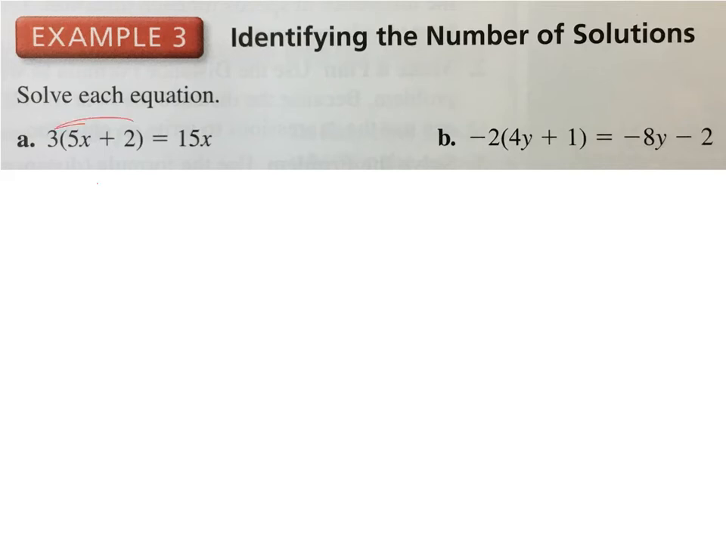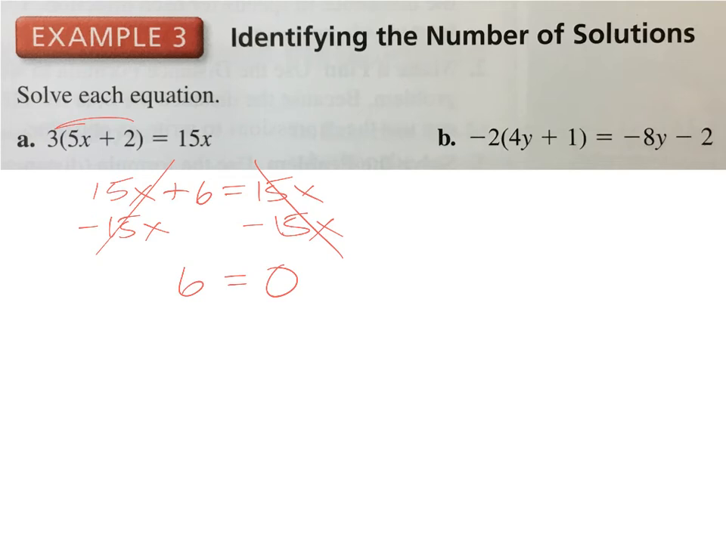I'll just distribute here. So I got 15x plus 6 equals 15x. Here I'm going to subtract 15x. Oh, this is a funky situation. 6 equals 0. This cancels out. What? Well, what does this mean when the variable cancels out? When the variable cancels out, you look at the equality that you're left with. Is this equality true or is it false?